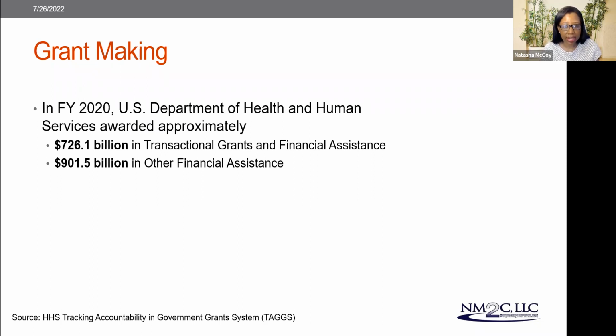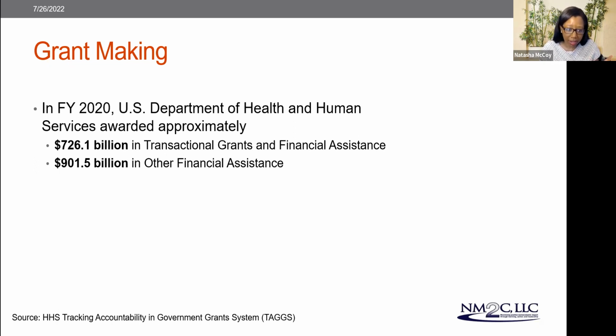In FY 2020, the U.S. Department of Health and Human Services awarded approximately $726 billion in transactional grants and financial assistance. So those transactional grants are the ones you're more familiar with, the ones you go to grants.gov and search for. Those are transactional. So with those funds, you present a proposal and it's awarded. And the Department of Health and Human Services, which is the main organization for many federally funded initiatives and opportunities, also gave $901 billion in other financial assistance.